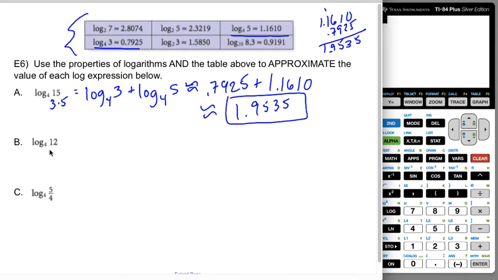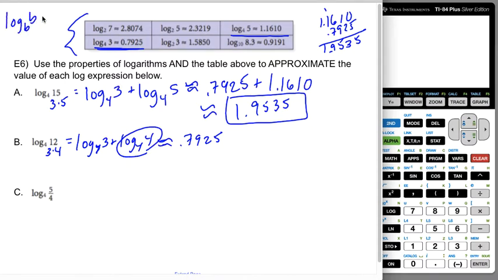The log base 4 of 12, well, 12 is a 3 times a 4. Now, I know it's also a 2 times a 6, but looking at what we're handed, we know information about 3's and 4's. So this is the log base 4 of 3 plus the log base 4 of 4. Well, log base 4 of 3 we already have, that's 0.7925. And this one is a 1 because remember, we have that rule that says the log base b of b is 1, because b to the first would give you b. So this is approximately 1.7925.